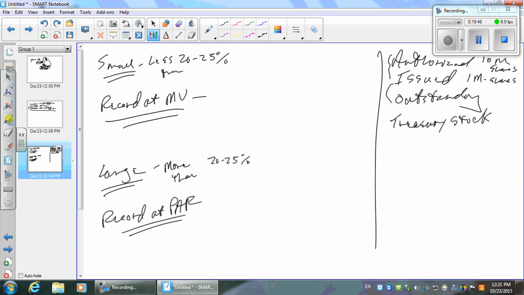So I might have 1 million shares issued and 990,000 shares outstanding. How much must treasury stock be? 10,000. You guys see it?